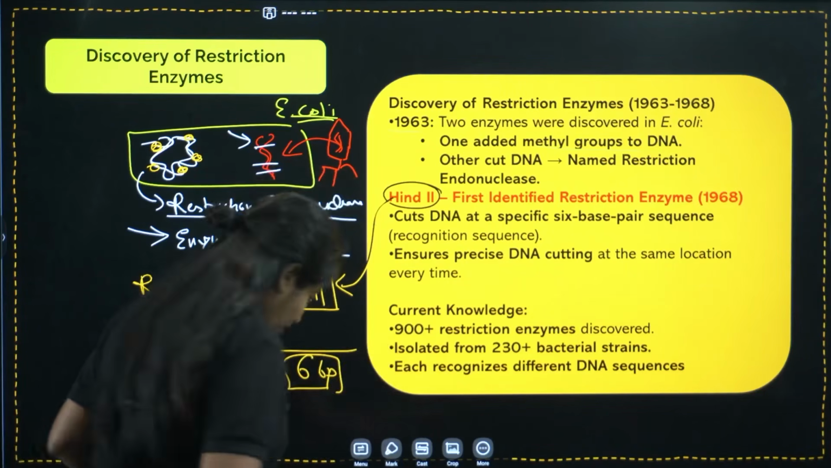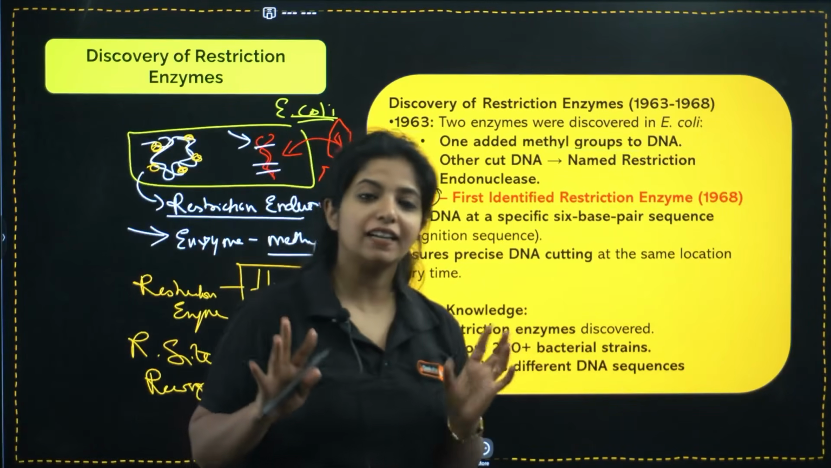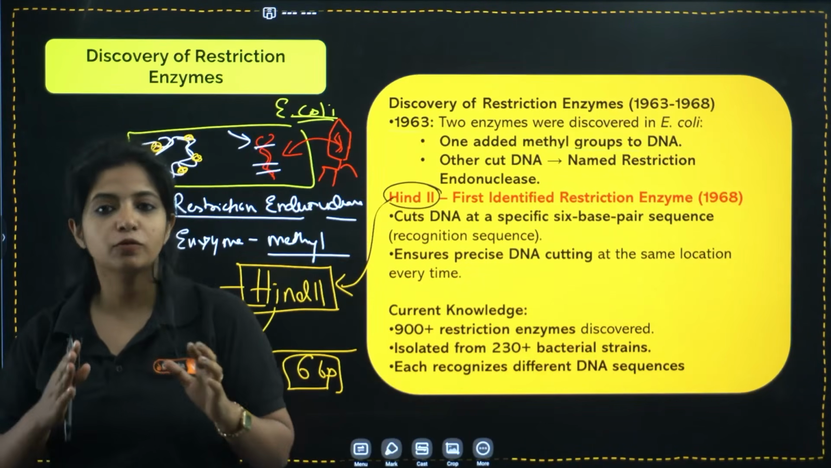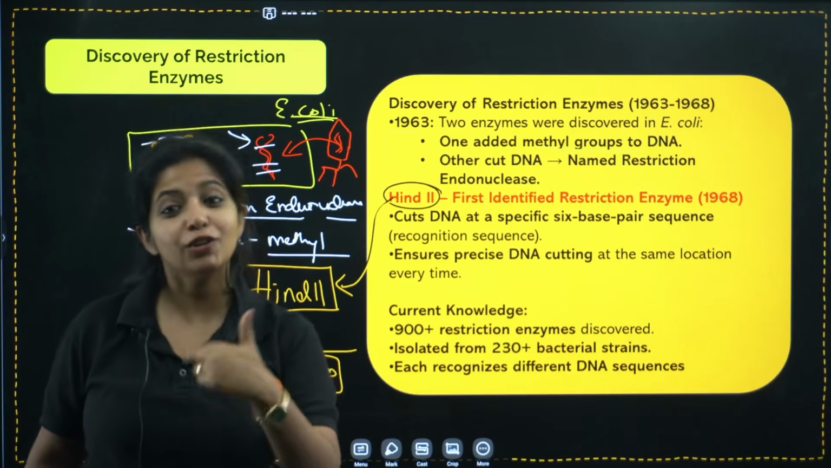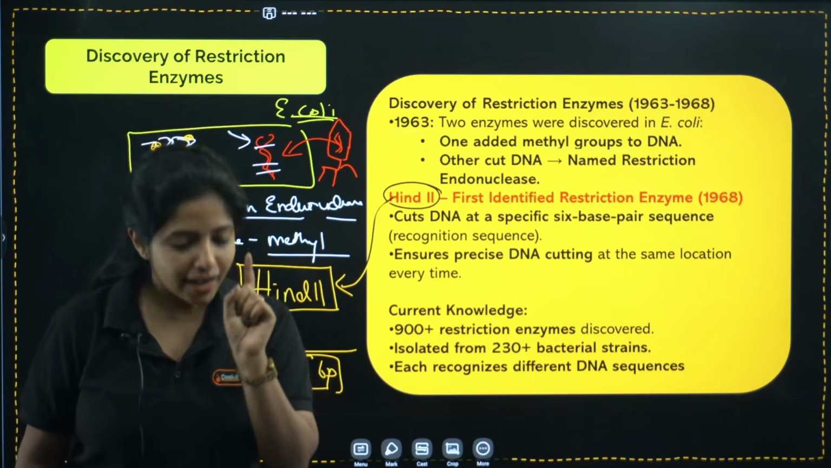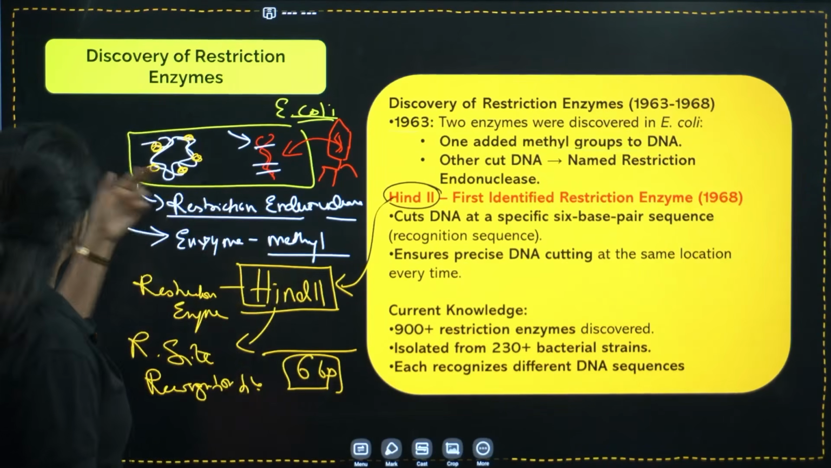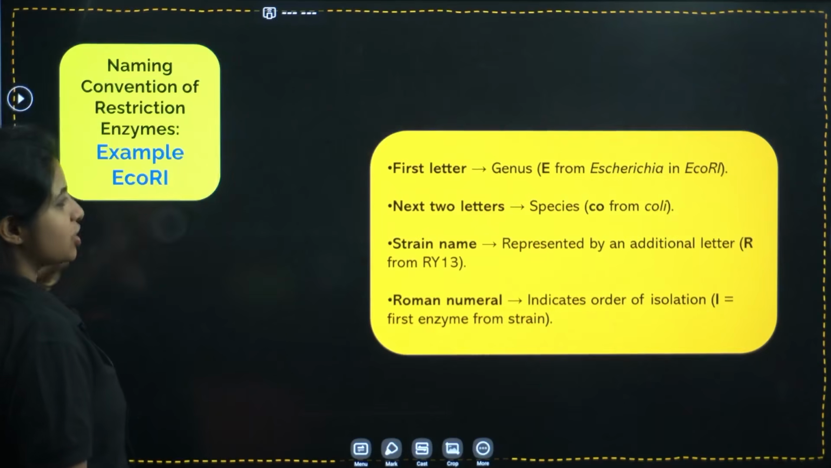Okay, now my dear children, if you heard me correctly, I told that HindII you get from Haemophilus influenzae. How did I come to that particular conclusion? How can you tell that this particular restriction enzyme came from this bacteria? There is an easy way. That is how it is being named, and we are going to see that now. So, the naming convention of the restriction enzyme.